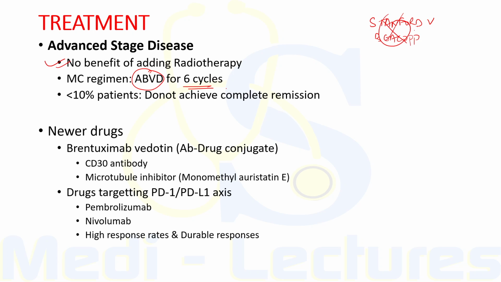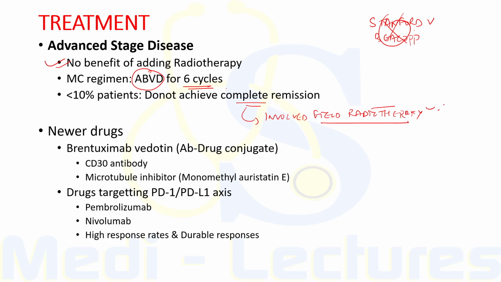Therefore, these Stanford 5 and escalated BCOP regimen are not commonly used. Now less than 10% of the patients do not achieve complete remission with the chemotherapy alone, and these may benefit from addition of involved field radiotherapy. So even in advanced disease, 10% of the patients need addition of radiation therapy.